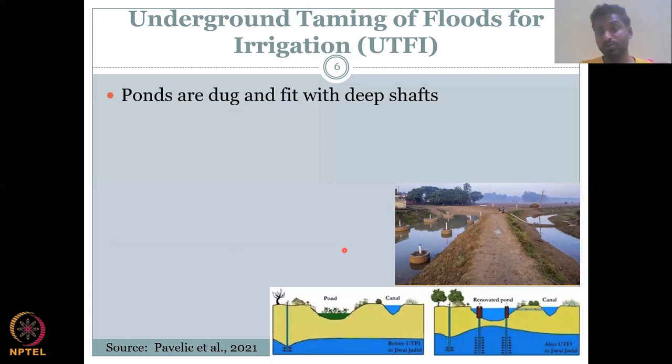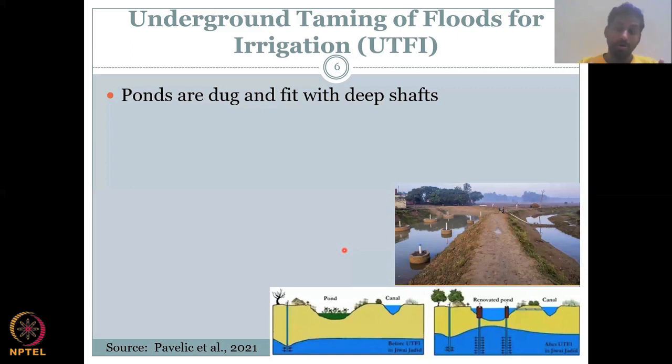Ponds are dug and fitted with deep shafts. Getting the pond land is a concern. But if you already have a river and a pond nearby, then you could easily talk to the villagers and see how this scheme can work. That is how they have done a testing site in the Ganges. They identified a farm pond which has not had water. They said, okay, let's take some canal water through permission and put it in the pond.